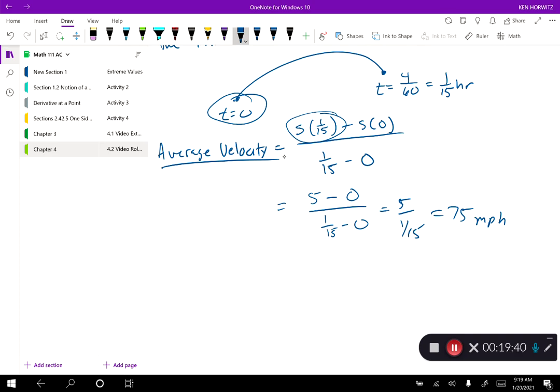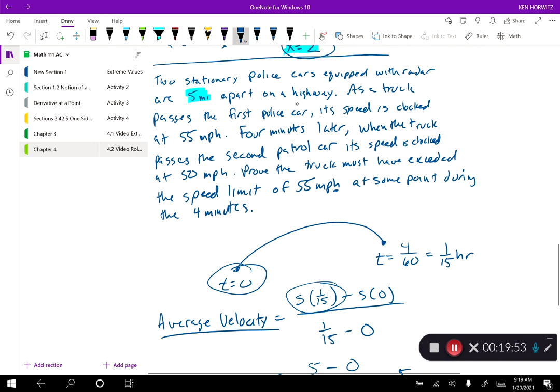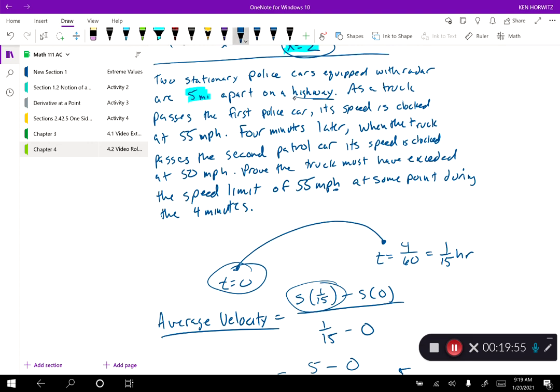Now, we do have to assume that s is differentiable. We have to assume that there's no hard corners on this road, that it's just a single road. We have two stationary cars apart on a highway. It's kind of understood that a highway doesn't have any really sharp corners on it, and most indeed is continuous. So we have to assume s is differentiable. If we do, we can apply the mean value theorem to conclude that the truck at some point must have been going 75 miles per hour on that interval.